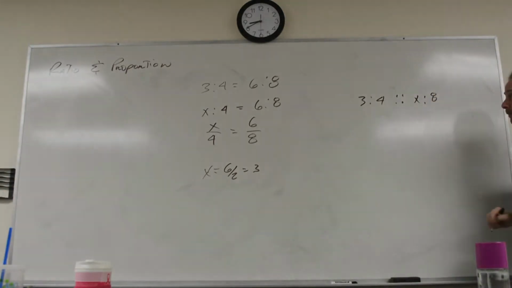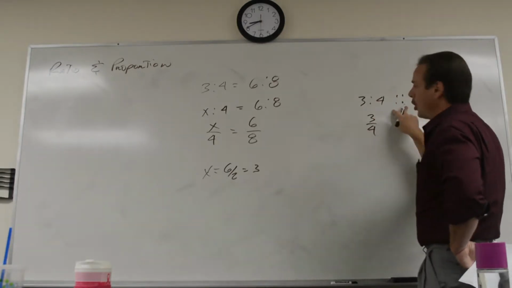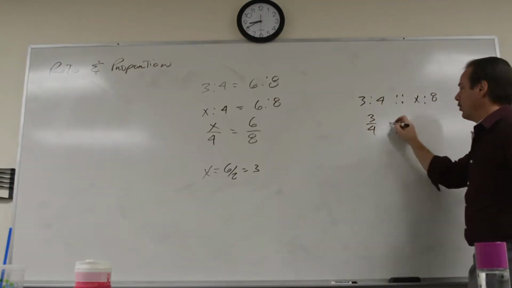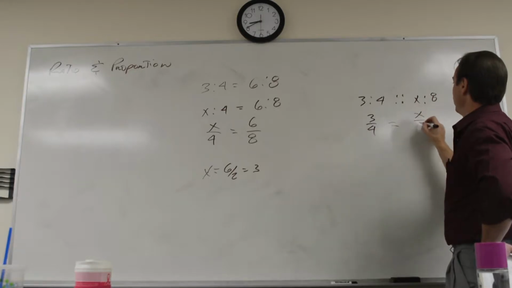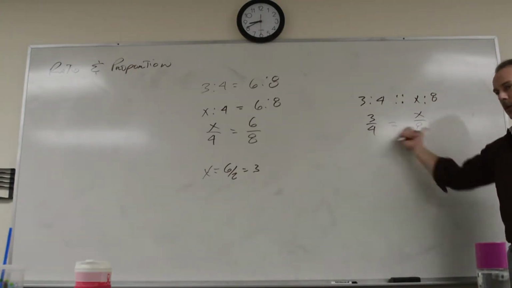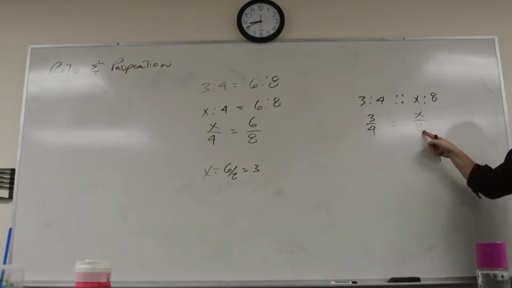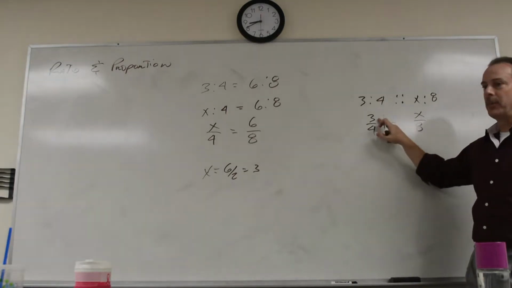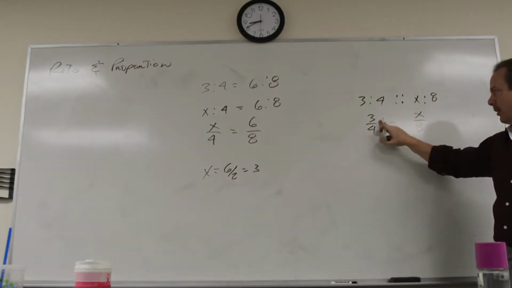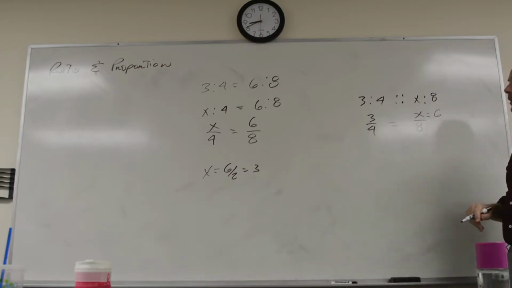We're going to start out the same way. We're going to say this is 3 over 4. This double colon, if they don't have an equal sign, is equal. And it's going to be x over 8. Now previously we were going this way. Now we're going to expand. So what do we have to multiply 4 by to get to 8? 2. So what are we going to multiply the 3 by? 2. I need 6.